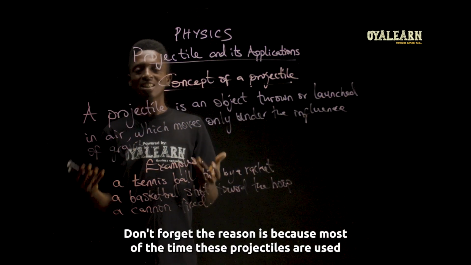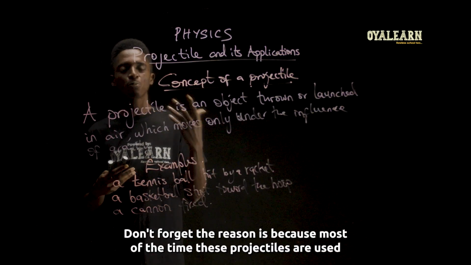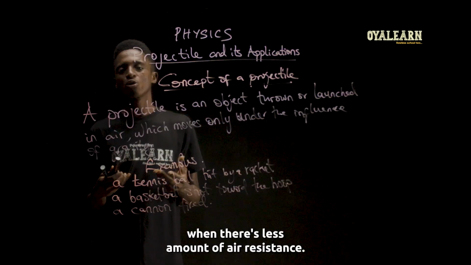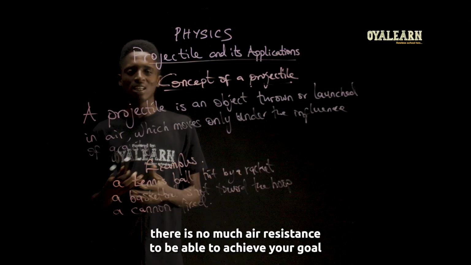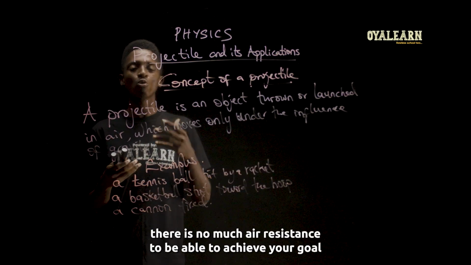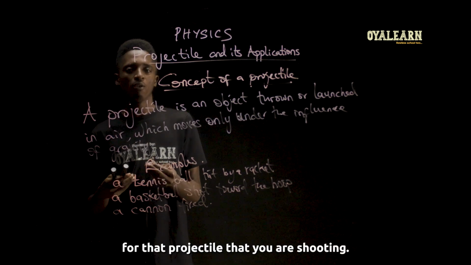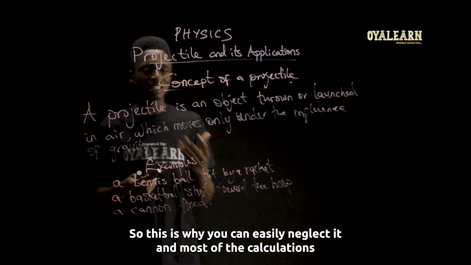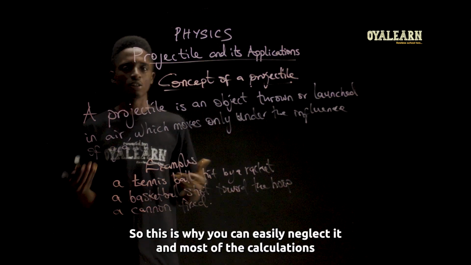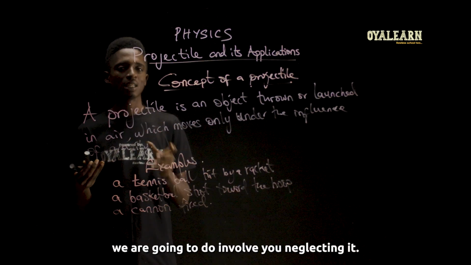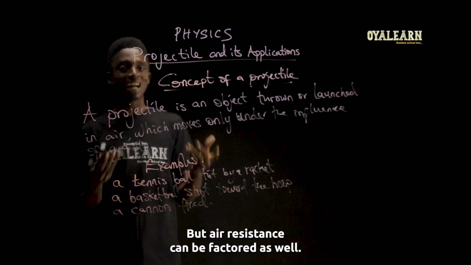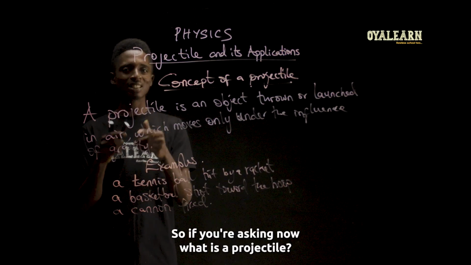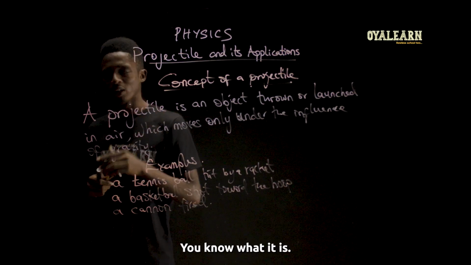Don't forget, the reason is that most of the time, these projectiles are used when there is a small amount of air resistance. You want to ensure that there's not much air resistance to be able to achieve your goal for that projectile that you are shooting. So this is why you can easily neglect it, and most of the calculations you are going to do involve neglecting it. But air resistance can be factored in as well, it's just not a necessity. So if you're asked what is a projectile, you know what it is.